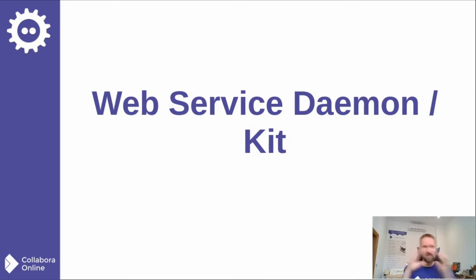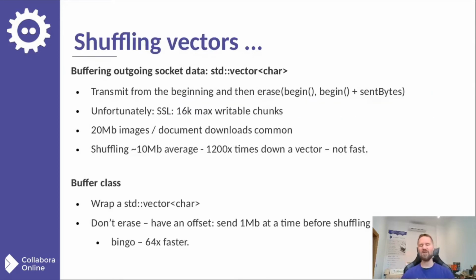So that's the core kit piece. Then we've got the web service daemon. Turns out that actually there's a whole load of non-obvious things here too. So for example, a standard vector of char is a nice, safe way to allocate memory, and that's really cool. But the problem is that if you're shuffling down a vector in whatever fits into your SSL stream, so 16K is the maximum chunk you can push into there, when you shuffle 20 megabytes of image data out 16K chunks at a time and you're just copying it down, well, that's 1,200 times we're shuffling a vector down of 20 meg. That's really not very fast.